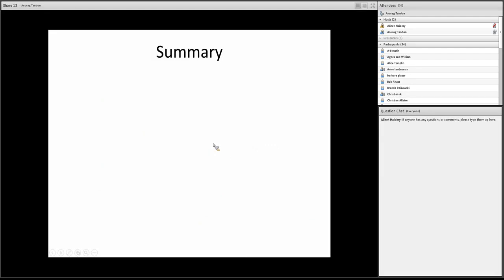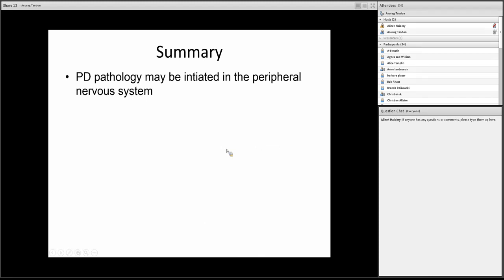So I want to just summarize this talk by reiterating some of the things that I've mentioned. And the first is that Parkinson pathology may be initiated in the peripheral nervous system. The reason I say may is only because so far we don't have validation of the idea that peripheral fibrils, or synuclein fibrils, can cause, for example, in the gut, can cause a change in brain pathology.